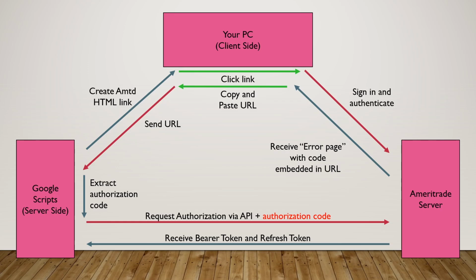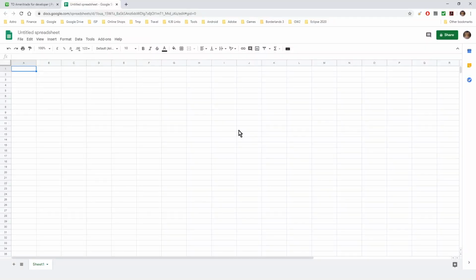Okay, this looks somewhat complicated, but hopefully this helps you visualize what actually needs to happen as we write the program to accomplish this whole effect, right? To receive the bearer token and the refresh token. So let's now go to Google Sheets, and this is a new spreadsheet. Let's give it a title.